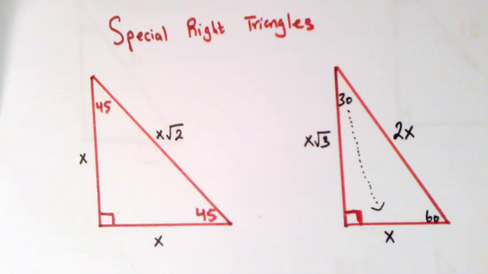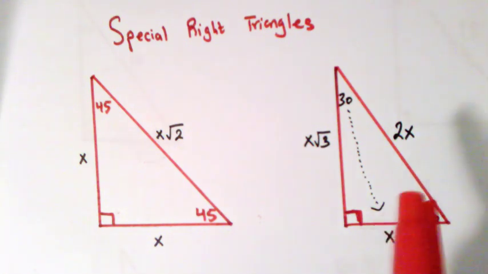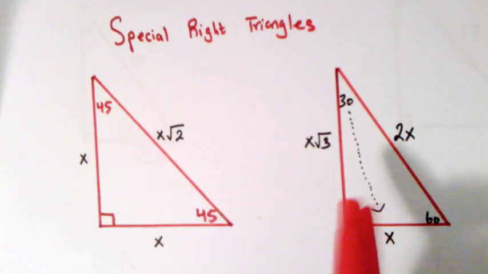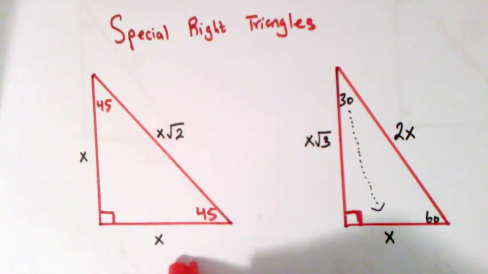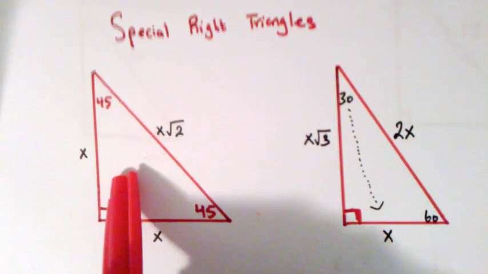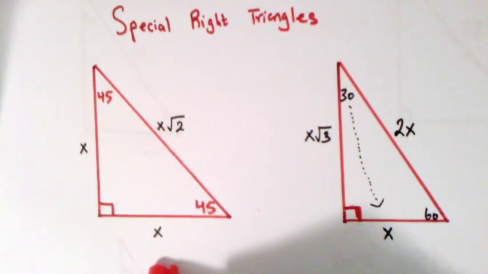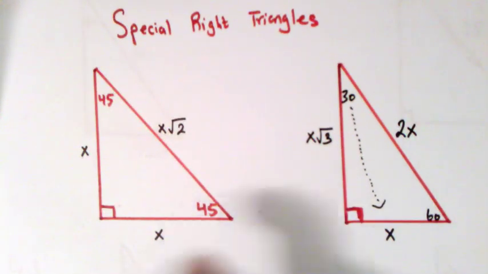Alright, this is going to be the second video I do on special right triangles, and in this video I'm going to focus specifically on 30, 60, 90 triangles. The last video I did, the one that you probably watched, was 45, 45, 90 triangles, and those are usually the easier ones to work with, simply because there are only two ways they can give you problems.